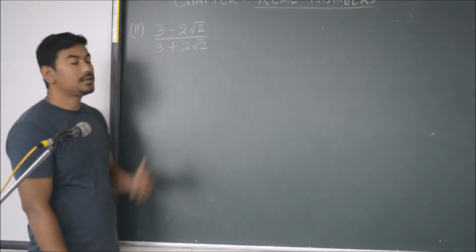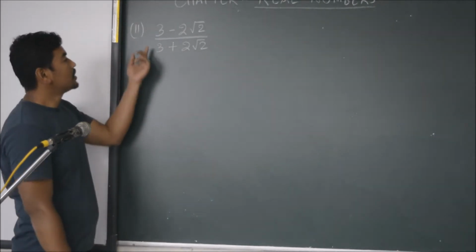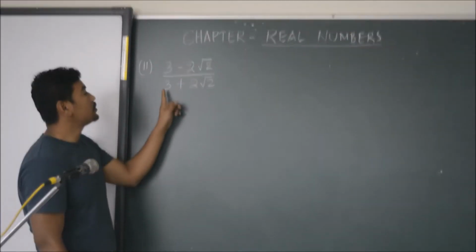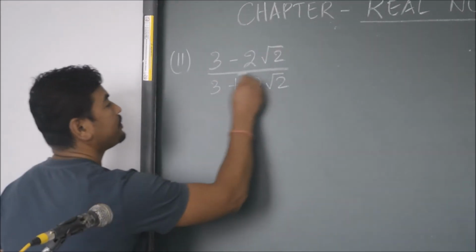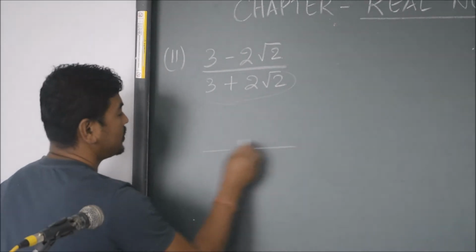Okay, let's come to the second question. So see this question, 3 minus 2 root 2 divided by 3 plus 2 root 2. Again, you have to rationalize this denominator here. By the same process we will continue.